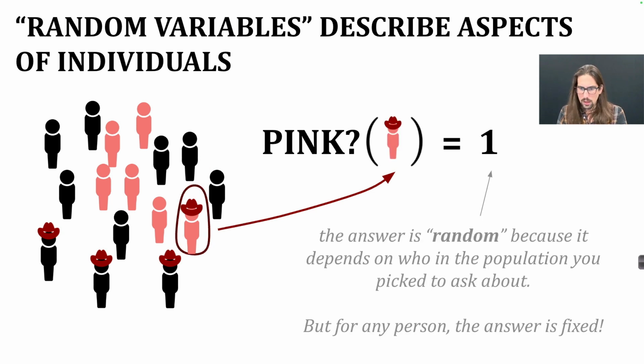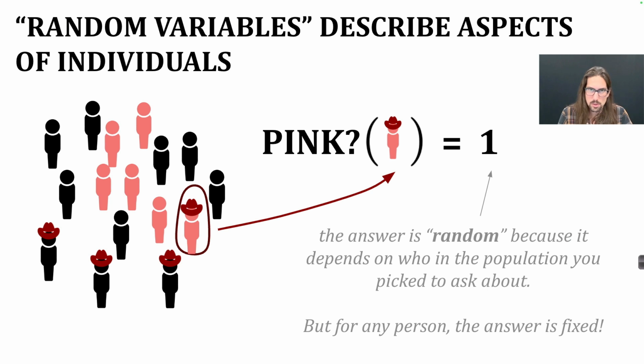And we say that the random variables, there's really nothing random about it, because it's just describing a particular individual. The randomness comes from the fact that the answer depends on what person in the population you are asking about. For any particular person, the answer is fixed, right? Like I have a particular age. That number is fixed. It's known. It's not random. You have a particular age. Somebody is wearing a hat or not, that's a fixed quantity.